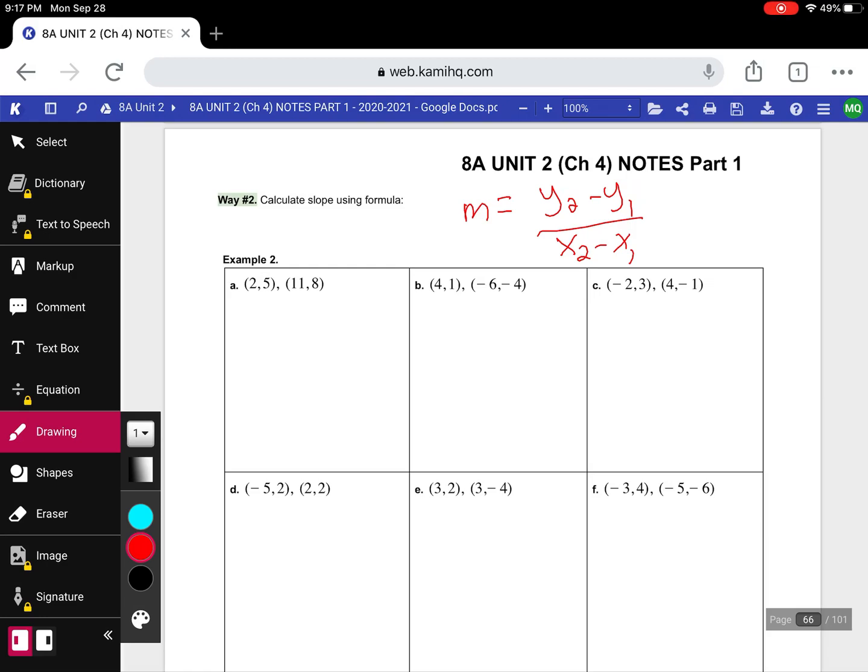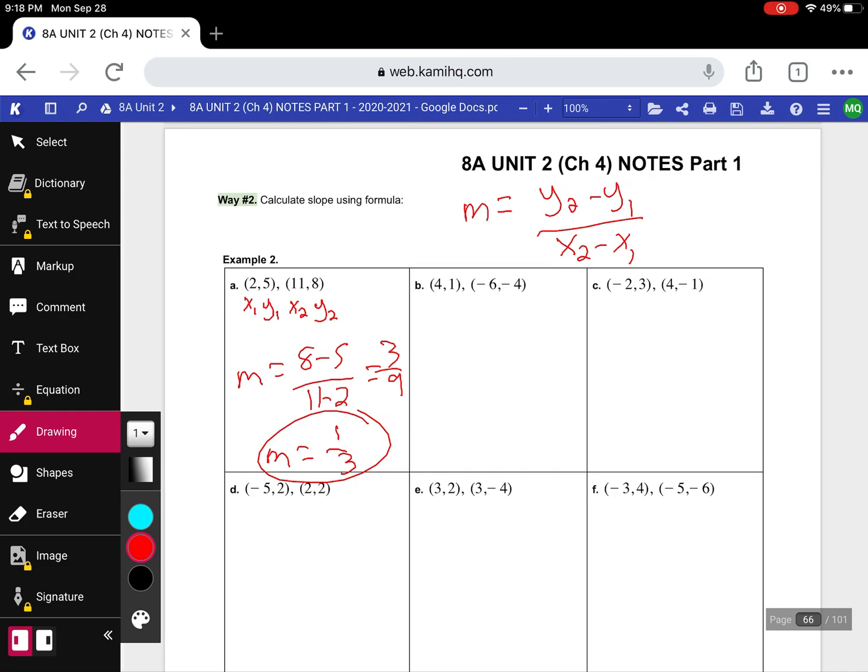Okay, now, when I'm doing this, I know some of you have got this. But I think at first it's going to be really important that we label our x's and our y's. So we have two ordered pairs here. This is my x1, this is my y1, this is my x2, this is my y2. And then it's as easy as plugging it into the formula, right? We've got 8 minus 5 over 11 minus 2, which is going to simplify to what? 3/9. And you need to simplify, so that's going to be a slope of 1/3. Okay?